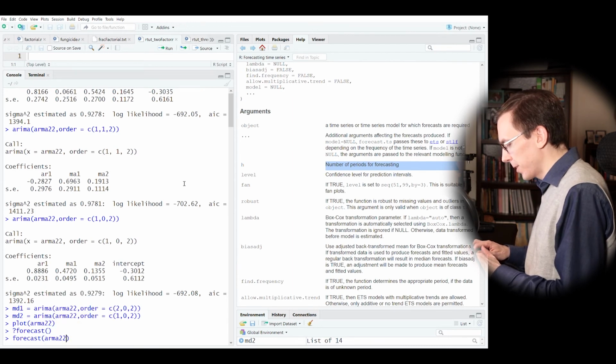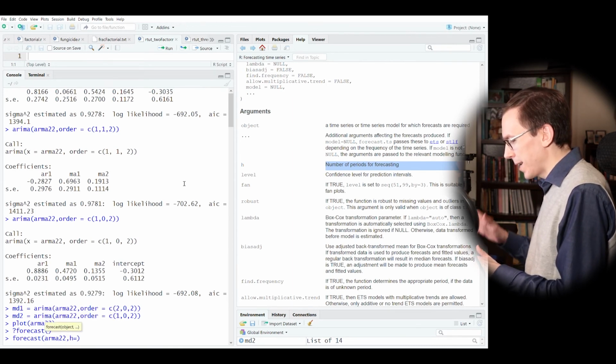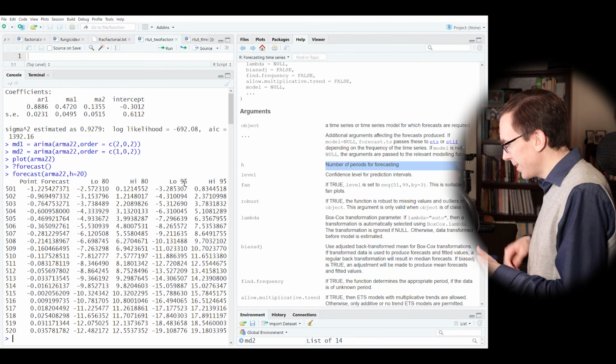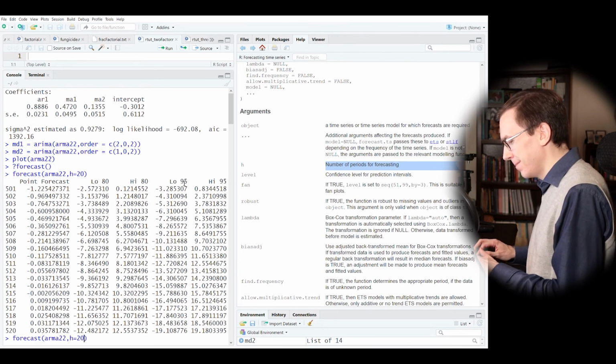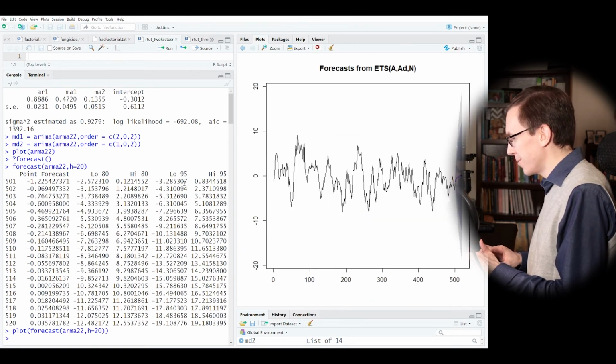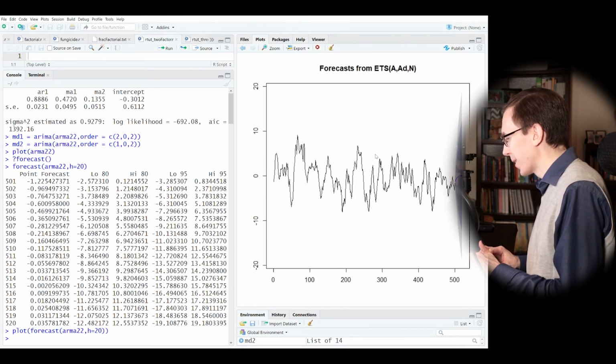ARMA 2, and we're going to say h is equal to, I don't know, 20. Oh, I didn't plot it. Let's see if this works. Yeah, that's what I was looking for. I have to tell it to actually plot my forecast.